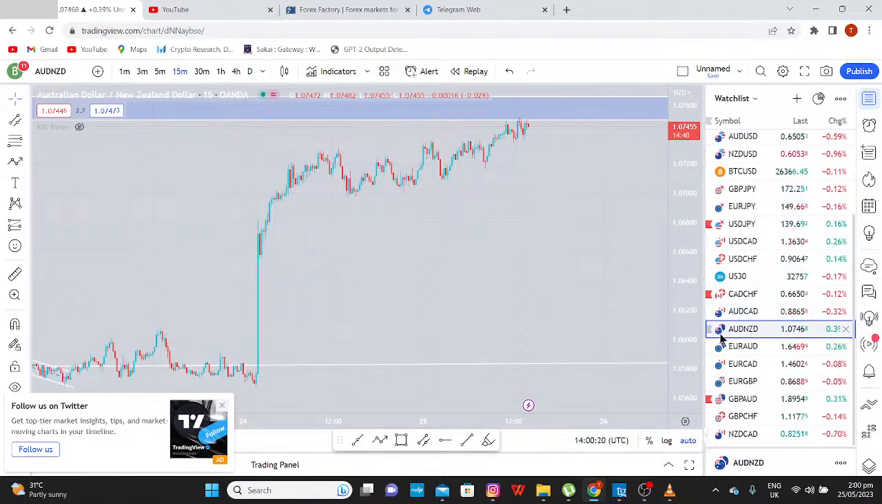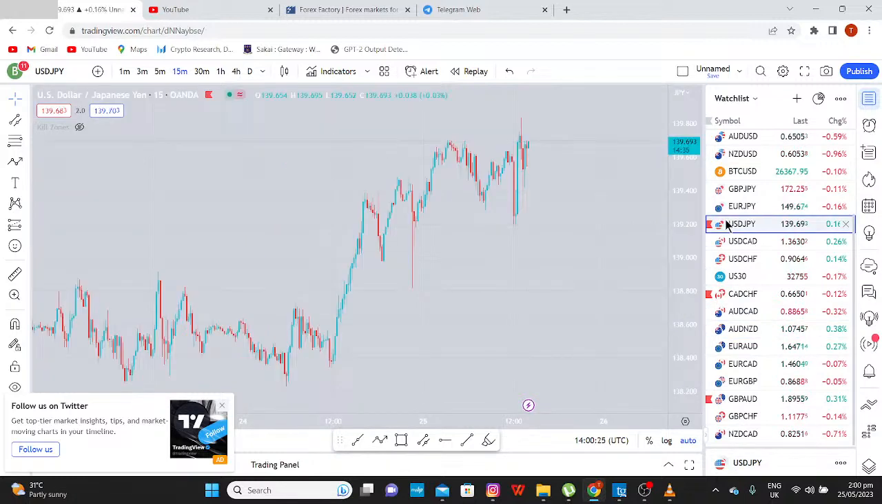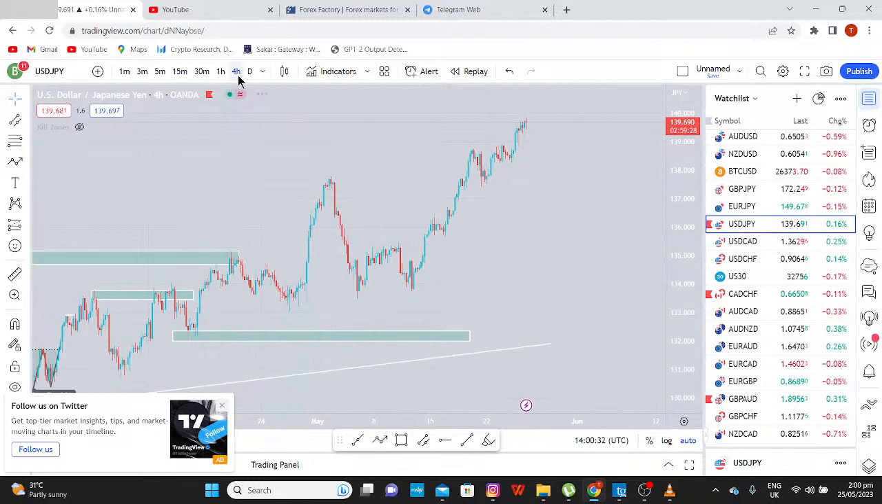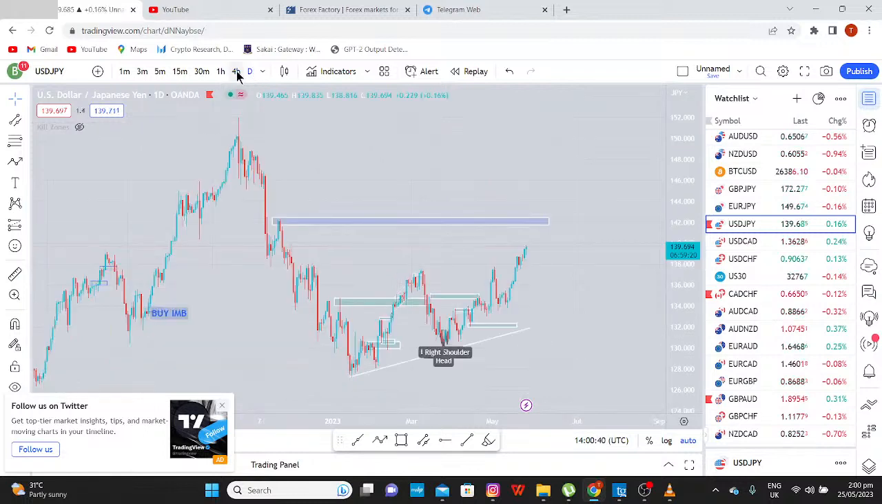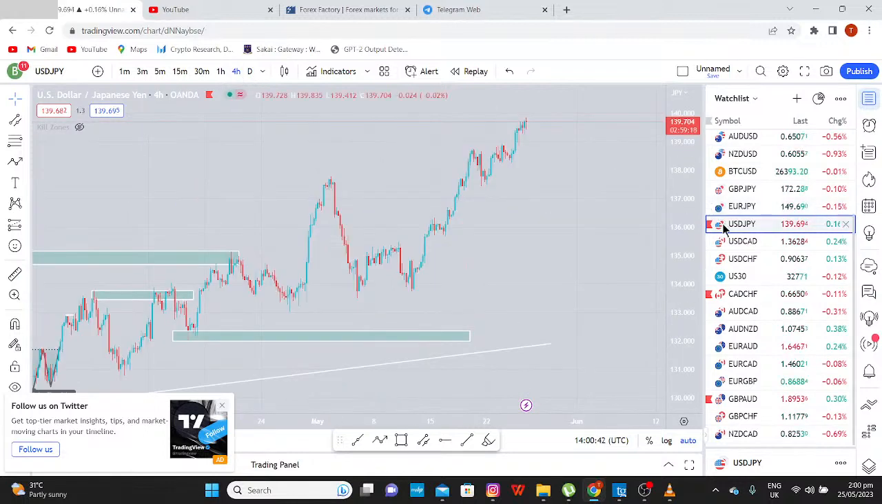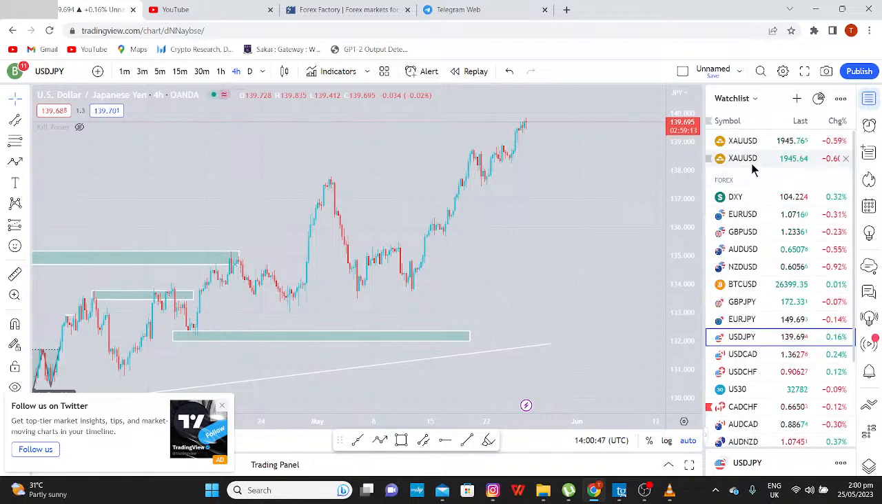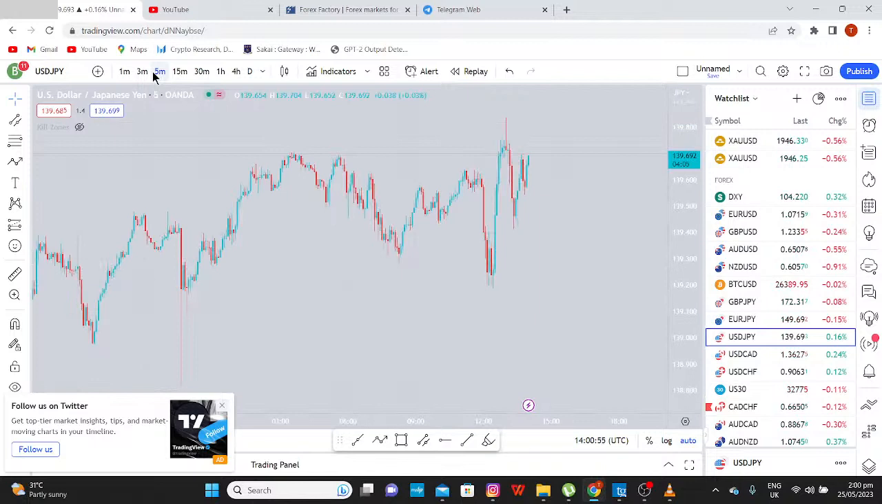Alright. And USD JPY. Let me see USD JPY. We don't have anything to do with USD JPY at the moment, unless we get something to support our buy trade.